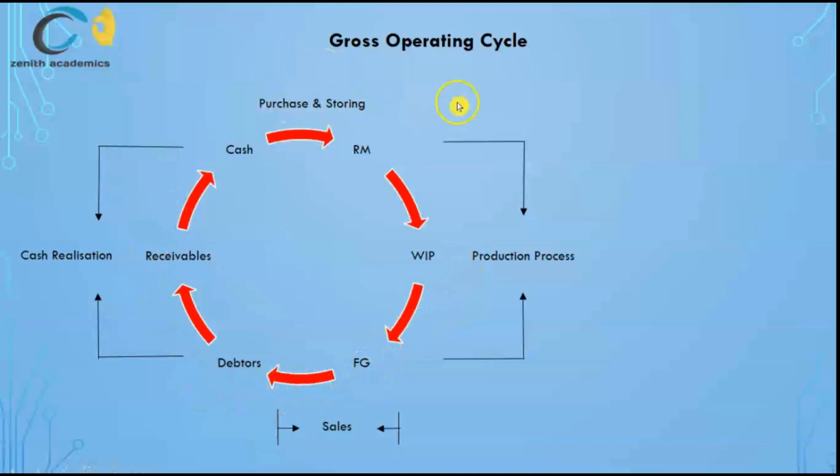You have the purchase area, you have the production area, the sales area, and also the realization area, right? The starting point is cash. At first, the raw material is purchased in cash and stored for production. Then the raw material is put through a production process and is converted into work in progress, right? Then the same work in progress progresses to the finished goods stage and the production cycle is complete.